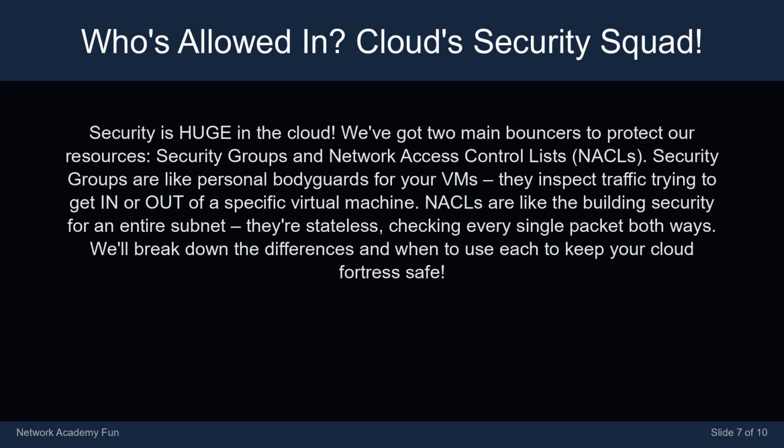Security is huge in the cloud. We've got two main bouncers to protect our resources: security groups and network access control lists, NACLs. Security groups are like personal bodyguards for your VMs. They inspect traffic trying to get in or out of a specific virtual machine. NACLs are like the building security for an entire subnet. They're stateless, checking every single packet both ways. We'll break down the differences and when to use each to keep your cloud fortress safe.